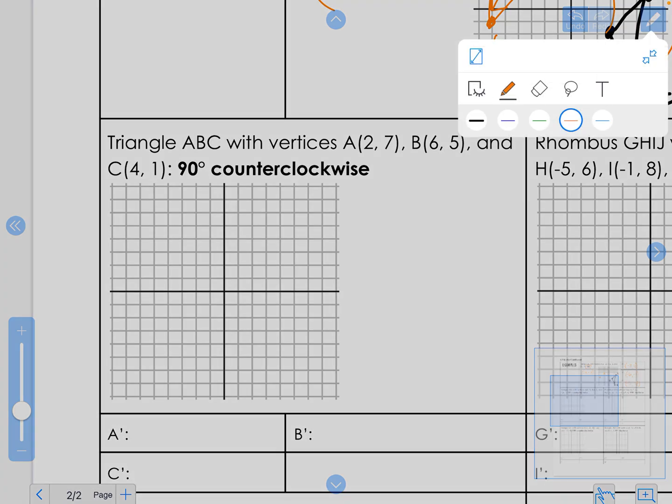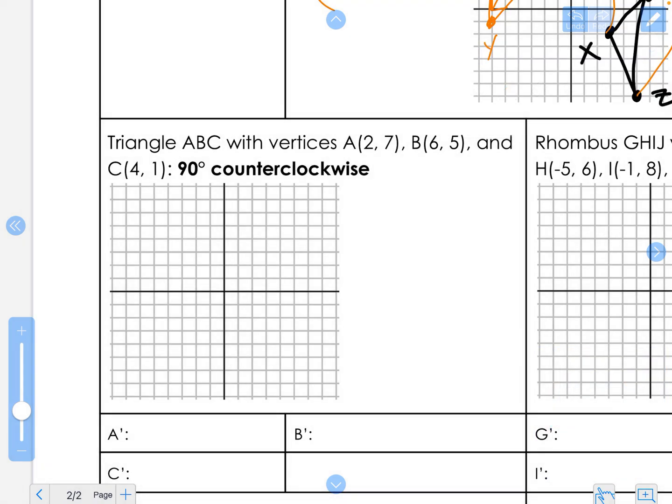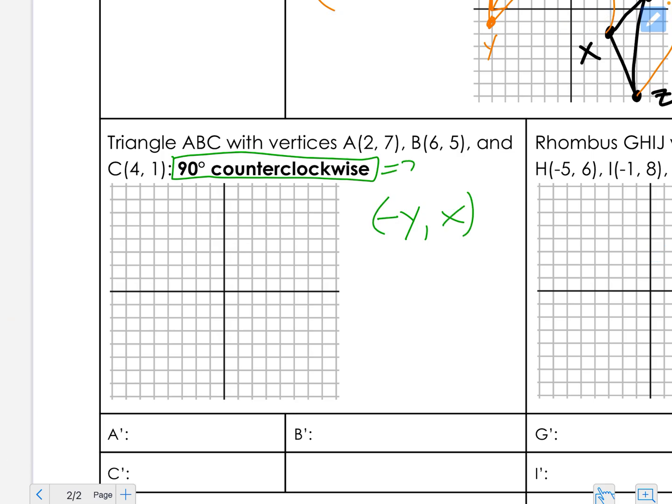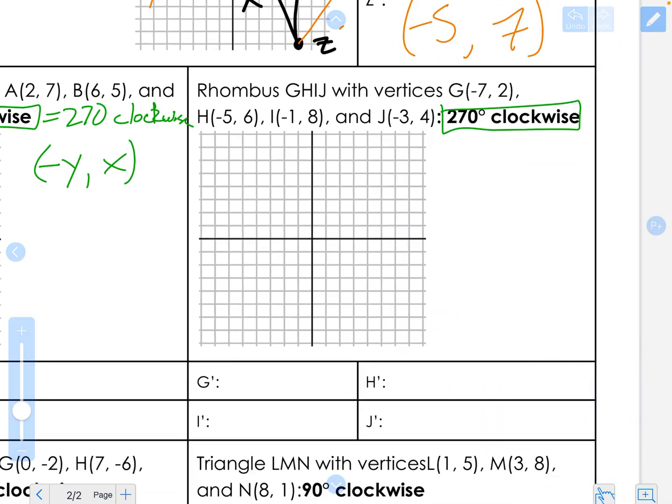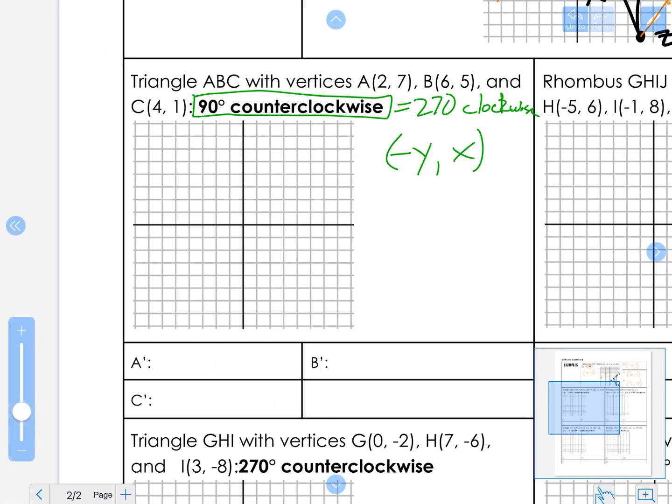All right, so these next two, we are going to use the same rule. So 90 degrees counterclockwise, our rule is negative y comma x. And we know that 90 degrees counterclockwise is the same thing as 270 clockwise. And then same thing with 270 clockwise is the same thing as 90 degrees counterclockwise. And our rule is still negative y comma x.